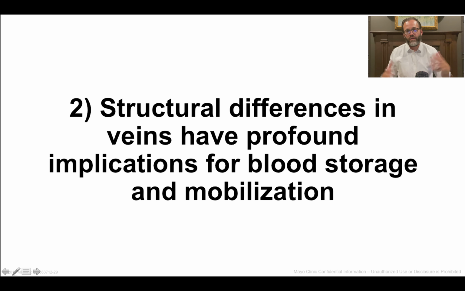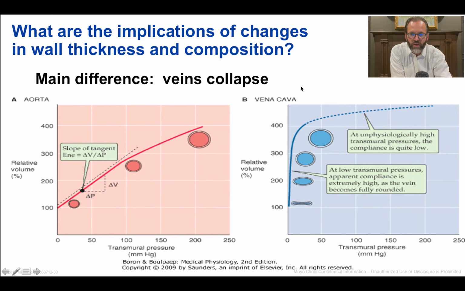When we look at the venous side and ask the question, well, what happens over there that ends up being significant? These structural differences in veins have quite profound implications for blood storage and blood mobilization. So when we look at the vena cava, for example, you can see here that with relatively small increases in transmural pressure, we can have relatively dramatic increases in the volume that's stored in these blood vessels and ends up being able to be mobilized as needed. And you can see that the arterial system just does not have that same steepness of curve, and of course operates at a relatively smaller operating range than the venous system.